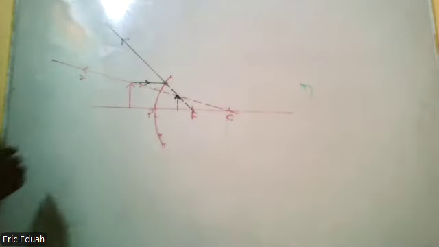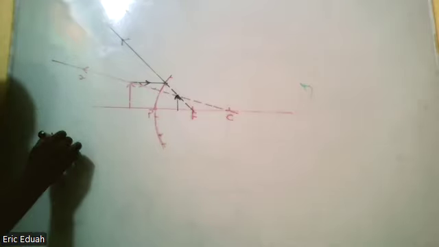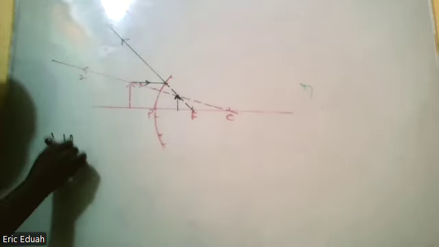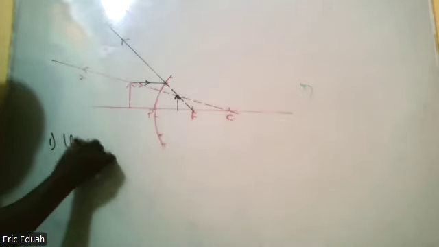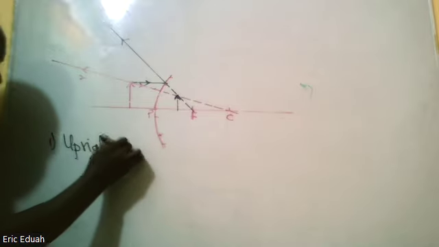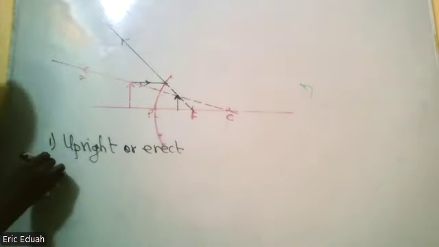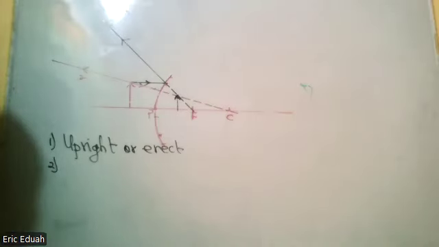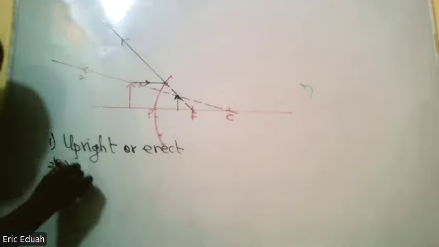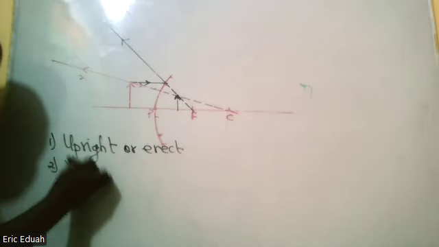This image formed is virtual, so let's use a broken line to indicate the image. So let's describe the image formed. One, image is upright, or erect. Two, image is virtual. Let's talk about why the image is virtual.